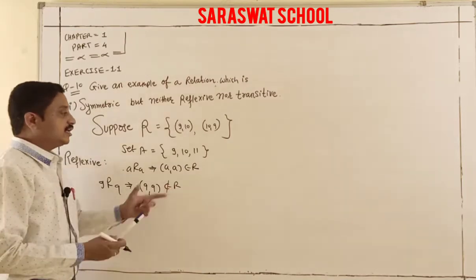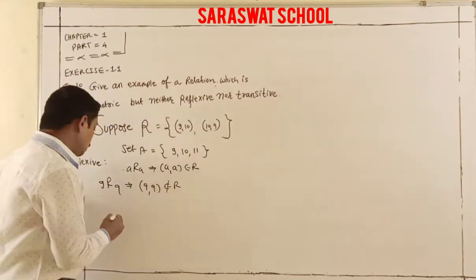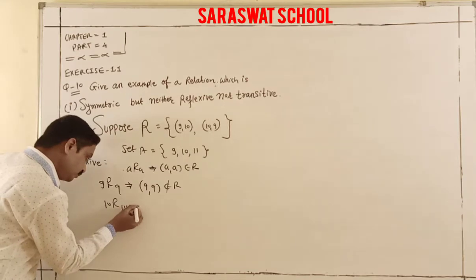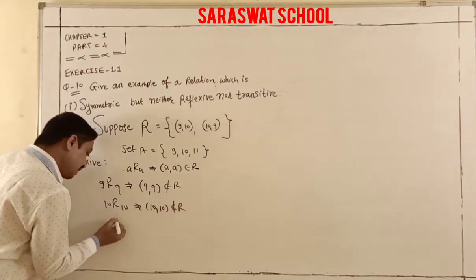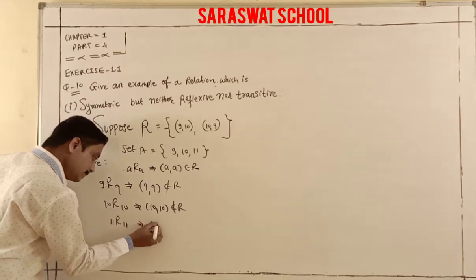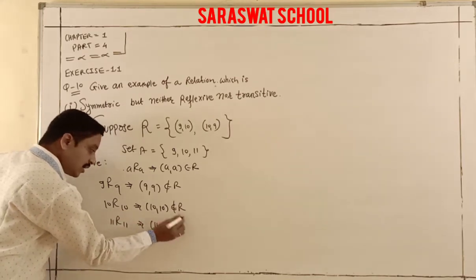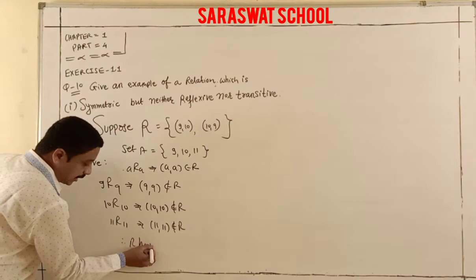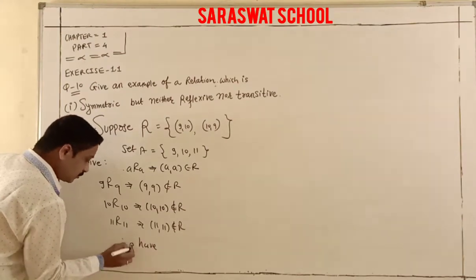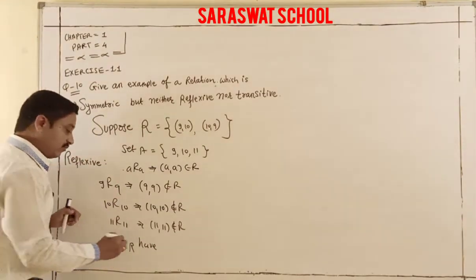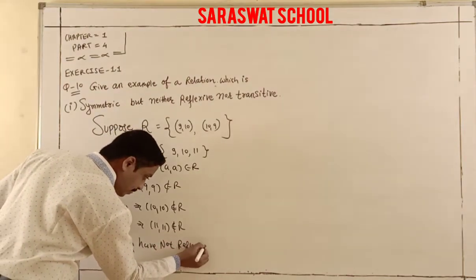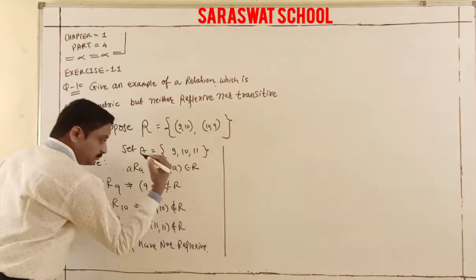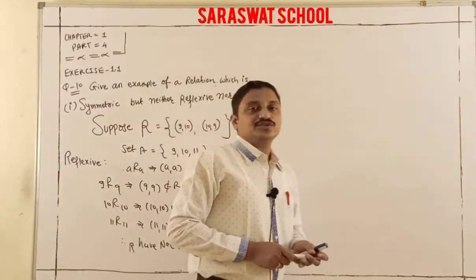No, I am not taking the same numbers. Also check 10, it does not belong to R. Also check 11, it does not belong to R. Finally, R is what? Not a reflexive relation. Now I am going to symmetry.